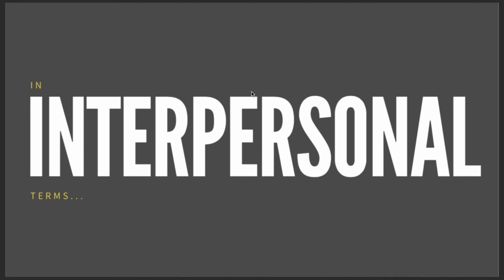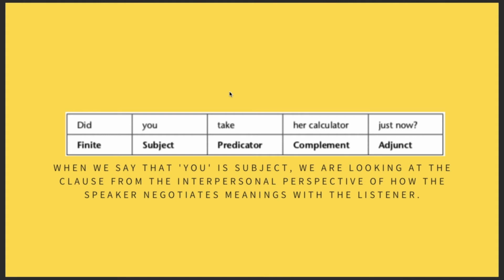And again, I have discussed that each utterance is analyzed in three different methodologies, and I'll be proceeding to the interpersonal terms. Interpersonal terms is how we communicate with other people. So here, it now has a bearing on whom he or she is talking to. So let's proceed to this example. When we say you is the subject, we are looking at the clause from the interpersonal perspective of how the speaker negotiates meanings with the listener. So in the interpersonal perspective, we are now detecting not just the actor who did the action, but we are looking for the subject of the message so that we can converse with whom we are talking to.